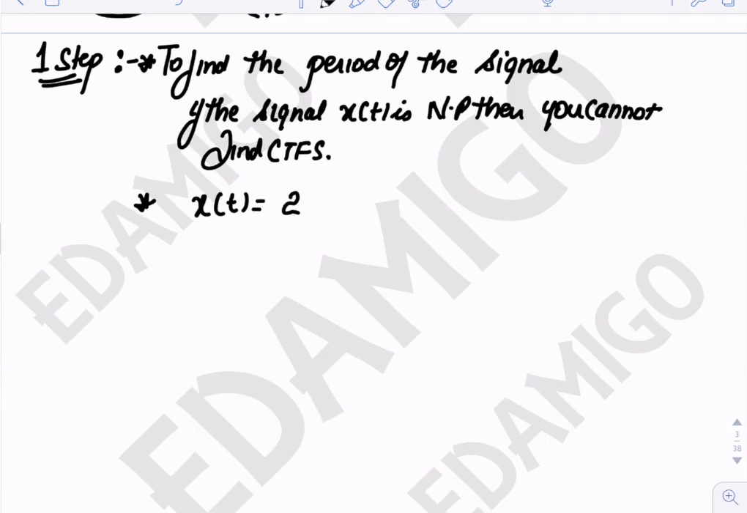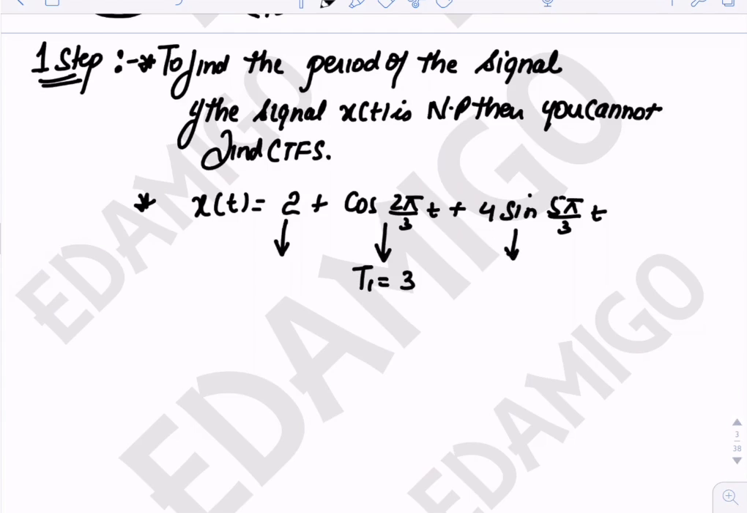So x(t) is given to us as 2 plus cos of 2 pi by 3 t plus 4 sine of 5 pi by 3 t. We know that this is a DC signal, it will not affect the time period of the signal. The time period of the cos term is equal to 3. The time period of the sine term is 6 by 5.